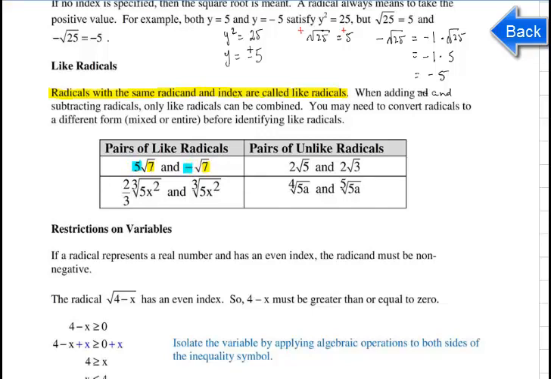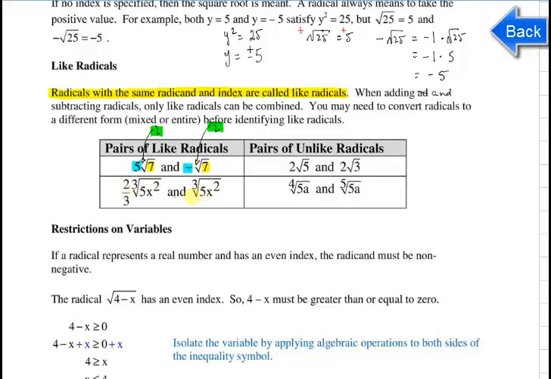Note you do not have the same coefficients. That's okay. The other thing that's the same is both of these are understood to be square roots. So I'll just put a 2 here and a 2 here. So you can see that they share the same index. So these two radicals are like. They share the same radicand, they share the same index. It's okay that they don't share the same coefficient.